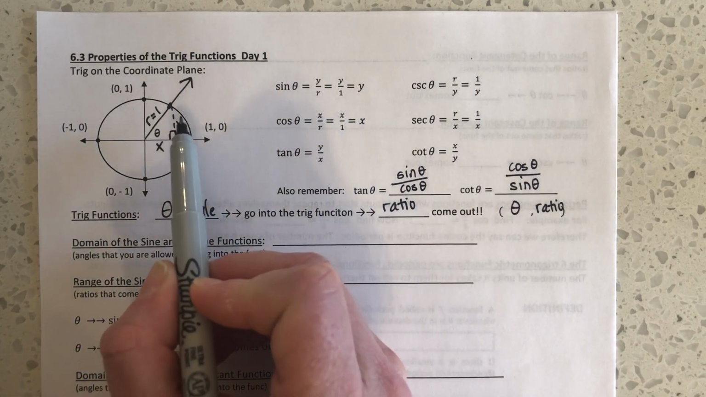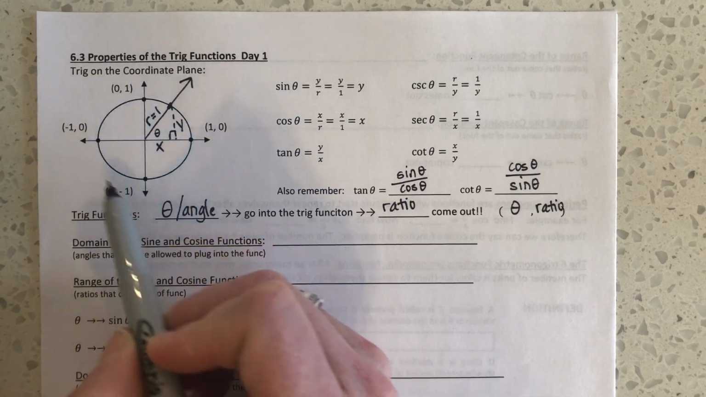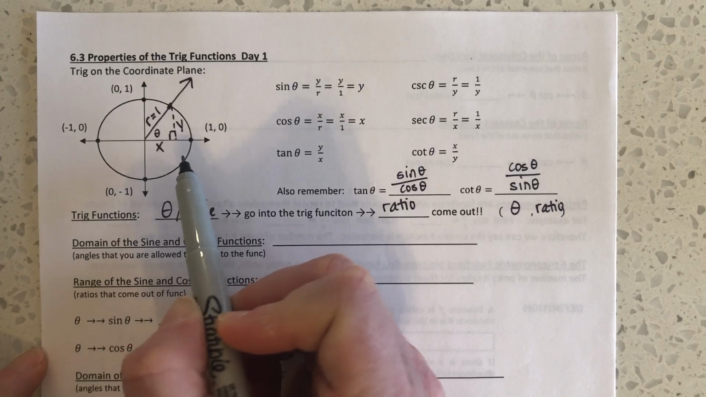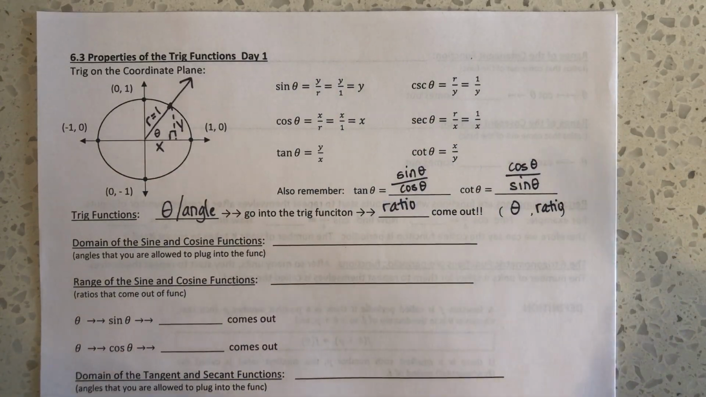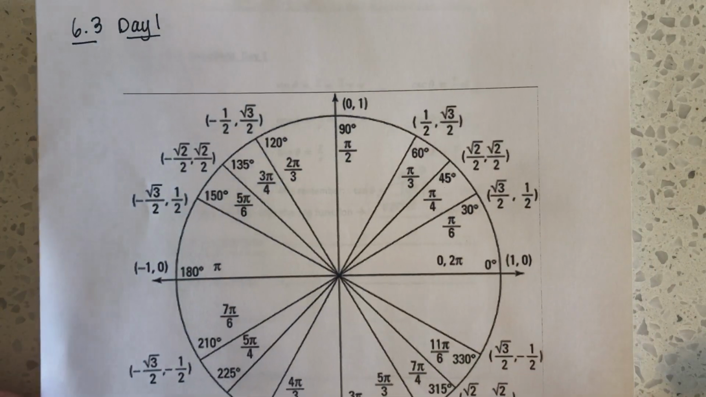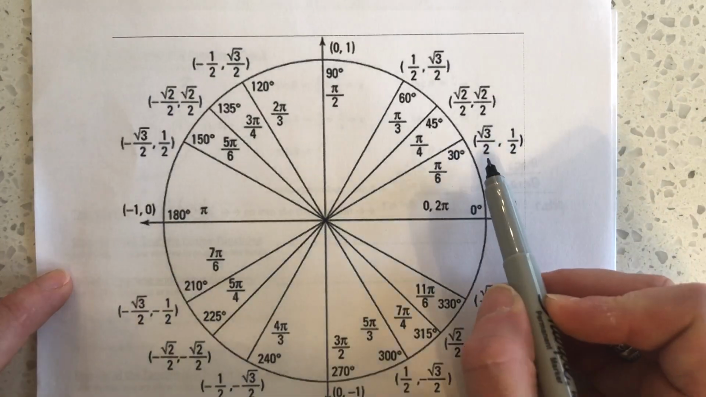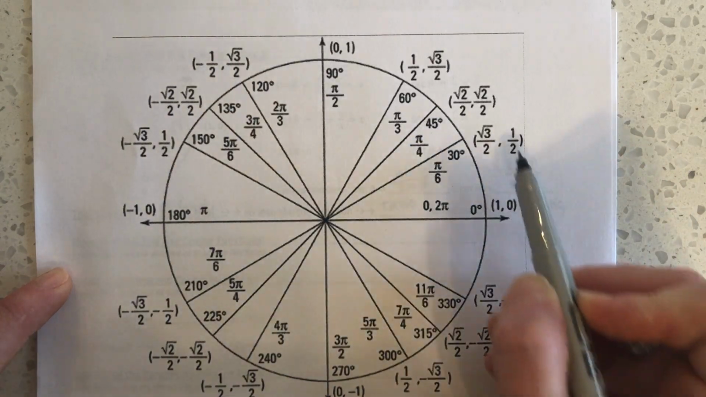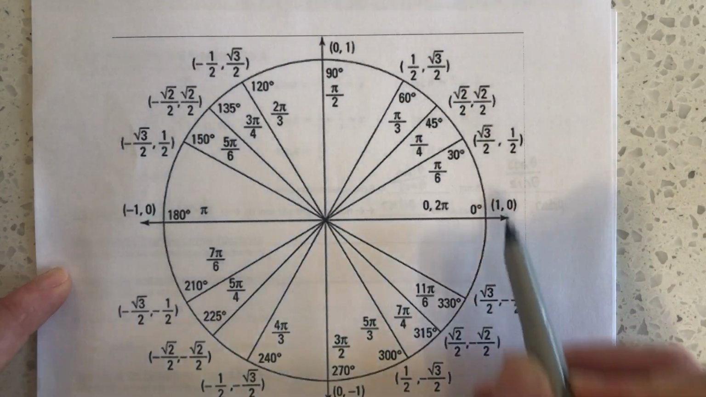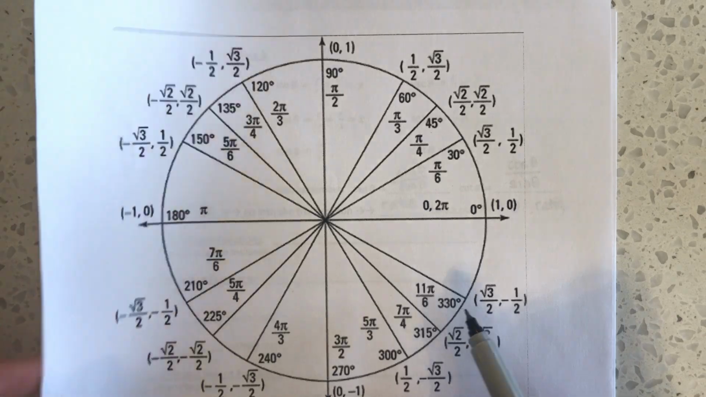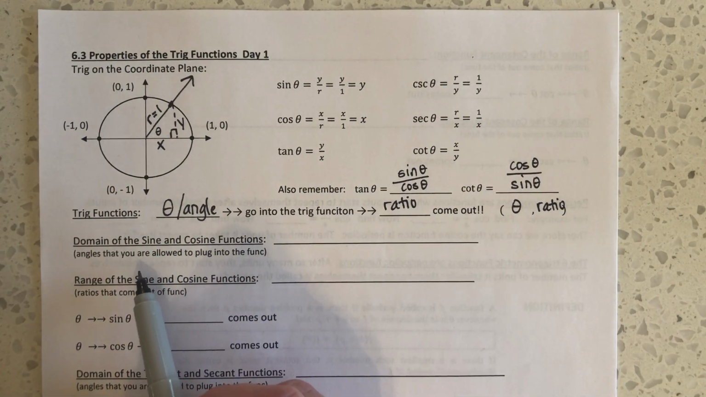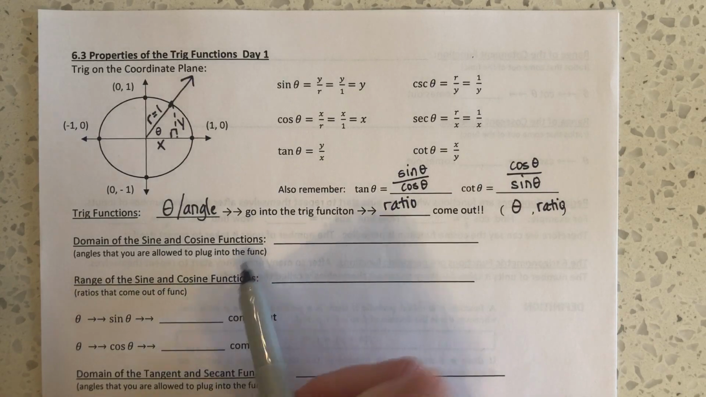Remember, now that we have redefined the trig functions on the unit circle, all of the x and y coordinates that live on the unit circle are the cosines and sines of all those angles. So when you're looking at this unit circle, all of these x coordinates represent the cosines of all of these angles. All of these y coordinates represent the sines of all of these angles. So guys, when I ask you, what is the domain of the sine and cosine function? I'm asking you, what kind of angles are you allowed to plug into this function? Well, guys, look at the unit circle.